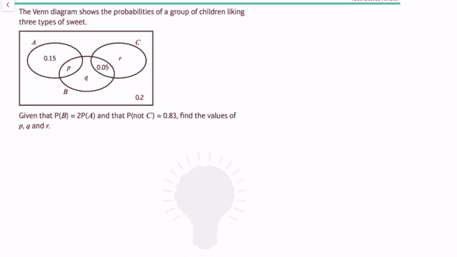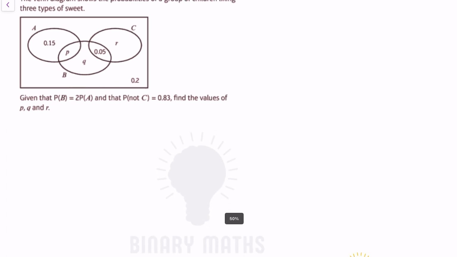The Venn diagram shows the probability of a group of children liking 3 types of sweets. Given that probability of B is equal to 2 times probability of A, and that probability of not C is equal to 0.83, find the values of P, Q, and R.